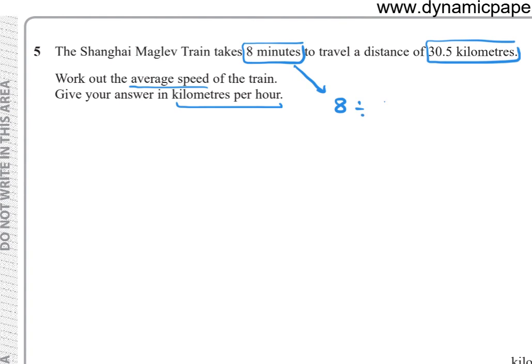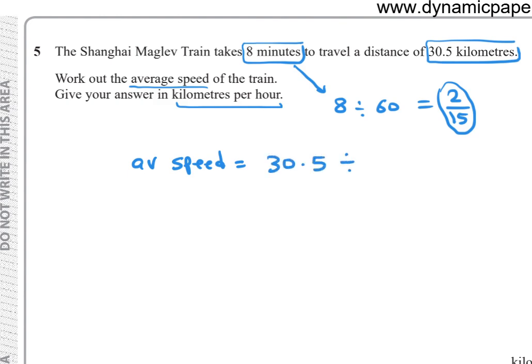8 divided by 60 equals 2/15 as a fraction in the simplest form. So now to find the average speed, distance 30.5 divided by 2/15 or 8/60 equals 228.75 kilometers per hour. Or you can divide the distance 30.5 by the number of minutes, then multiply by 60 and you get the same answer. So you can find the speed in kilometers per minute, then multiply by 60 to change to kilometers per hour.